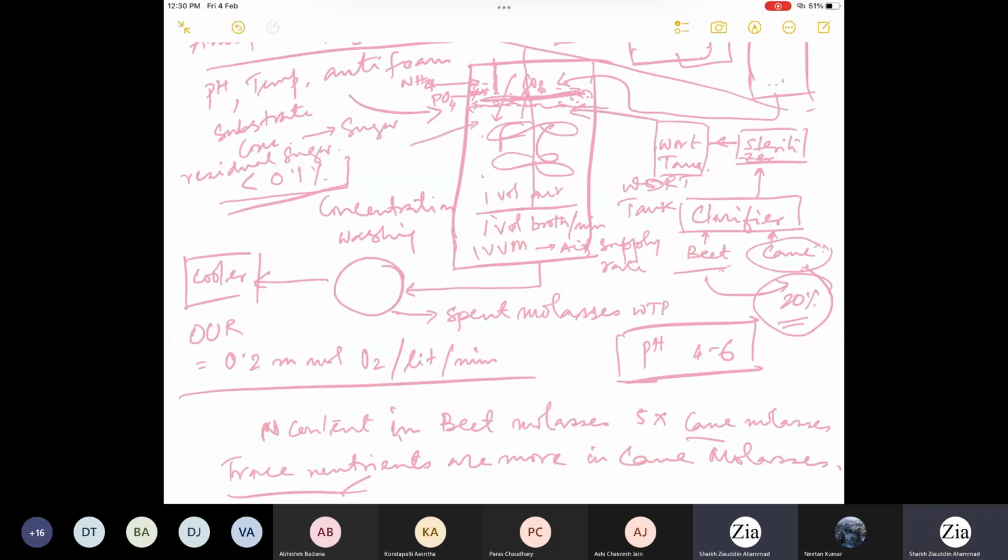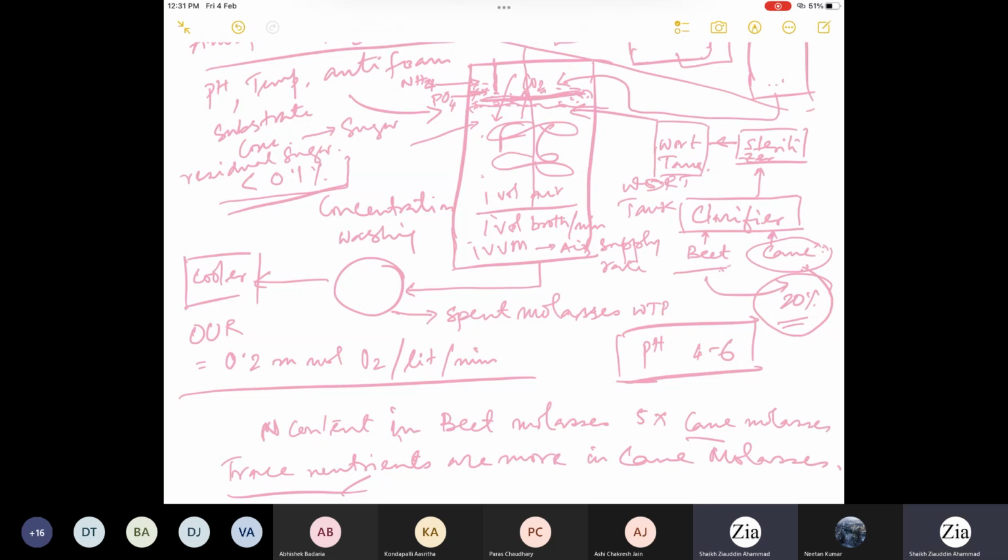But the major advantage of a mechanical foam disruptor is that you are not using any extra chemicals. So ultimately in downstream operation, you will not have much problem dealing with the solution, because you do not have any external agent present in the final solution.